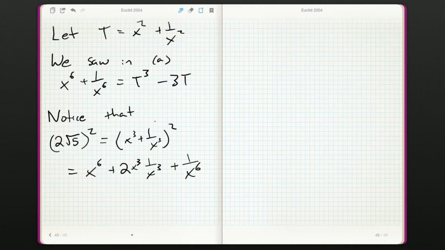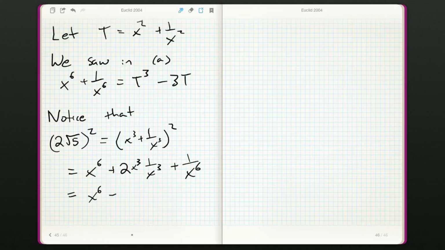Yeah, I think this is the proper setup, because why would they ask us in A to do something with 6's, and then in B use cubes and squares? I think we gotta write it this way and then square the cube thing. And that would also explain why there's a square root 5 there. It's almost been screaming at me the whole time.